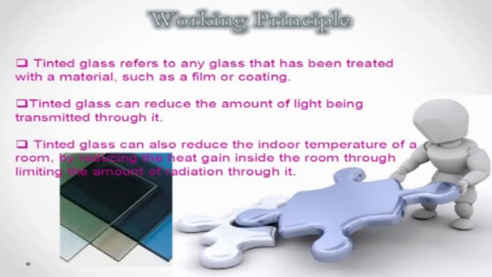Our working principle. Tinted glass refers to any glass that has been treated with a material such as film or coating. Tinted glass can reduce the amount of light being transmitted through it. Tinted glass can also reduce the indoor temperature of a room by reducing the heat gain inside the room through limiting the amount of radiation through it.